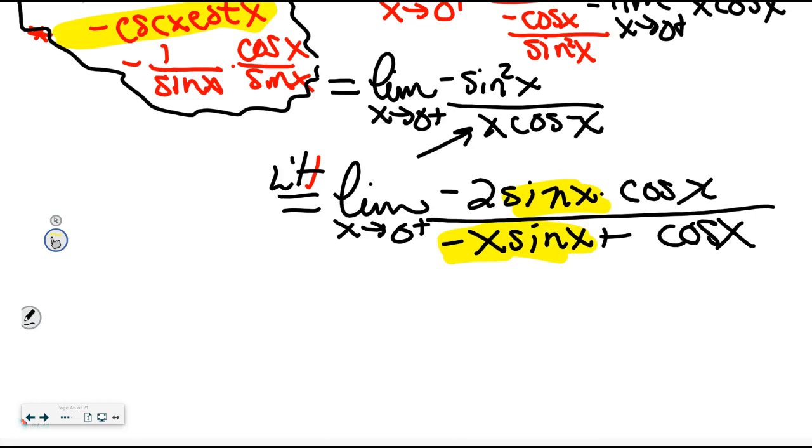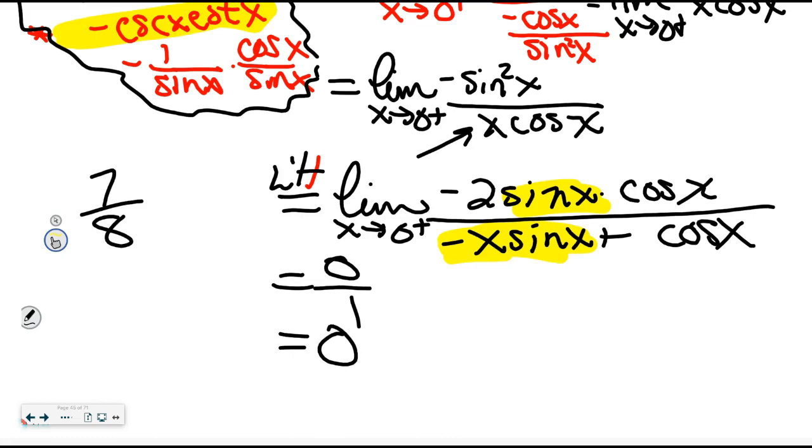Part of it, but it's also plus cosine 0. And what's cosine 0? 1. This is actually 0 over 1. And if you're like, the answer is 0, you'll get a 7 out of 8. Because remember, in all that process, the answer is not 0. It's e to the 0. The answer to this is 1.